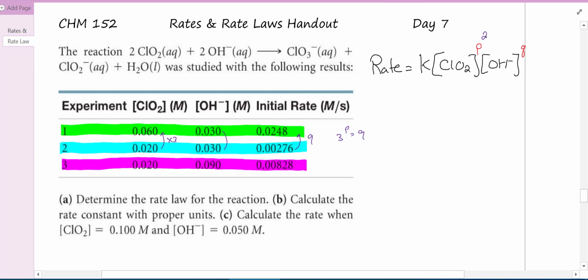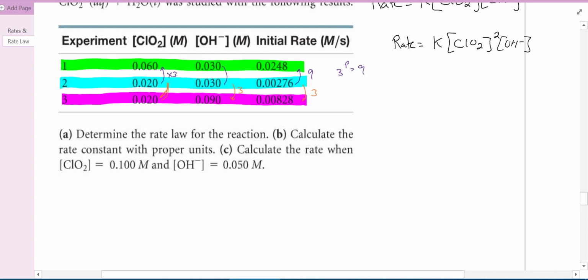And then if we look at, I'll do orange here, that's the same. Going down, that is 3 times, and that is also 3 times. So 3 to what power is 3? 1. So it looks like my rate law would be rate equals K times the concentration of ClO2 squared times OH minus.